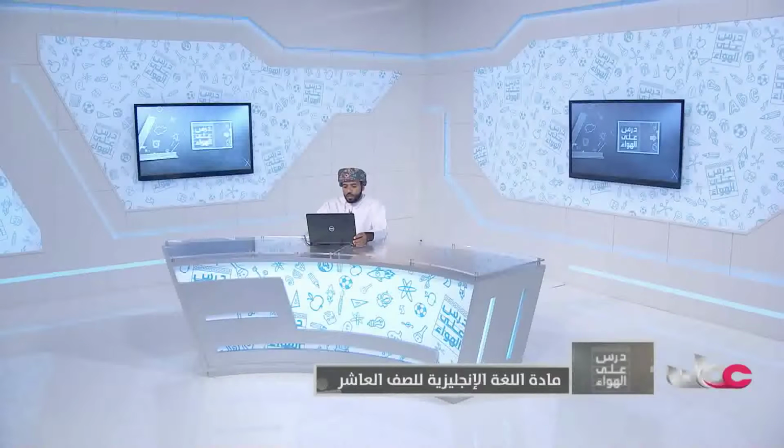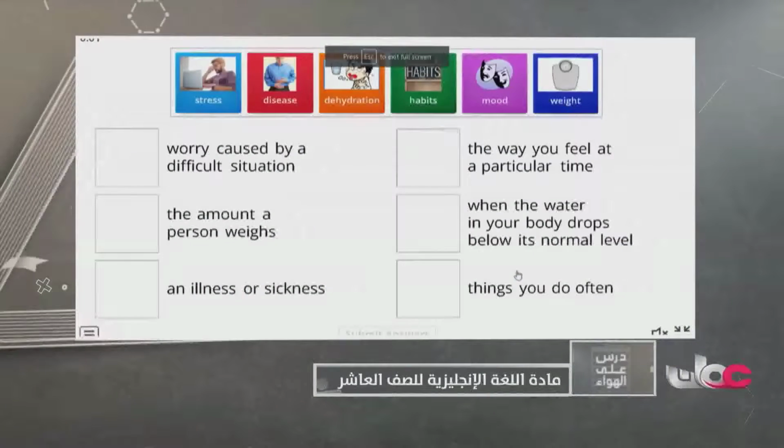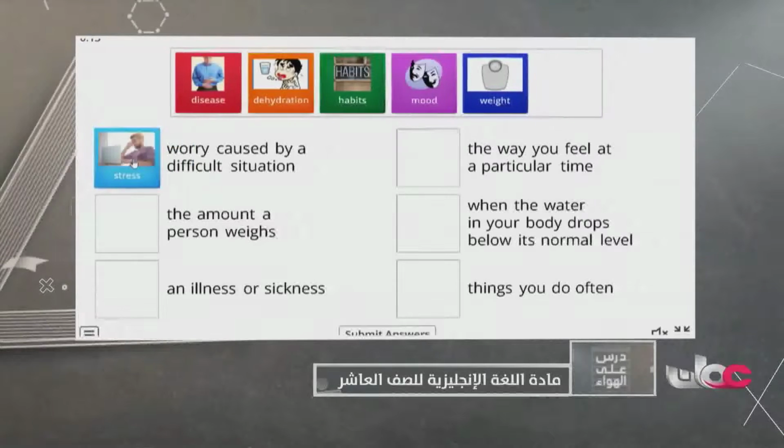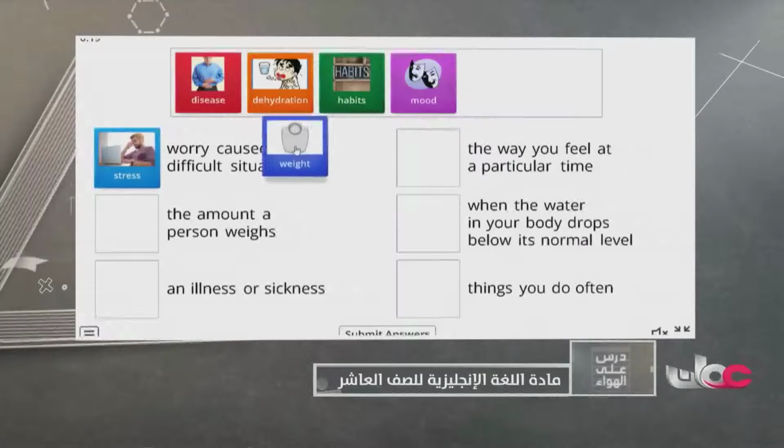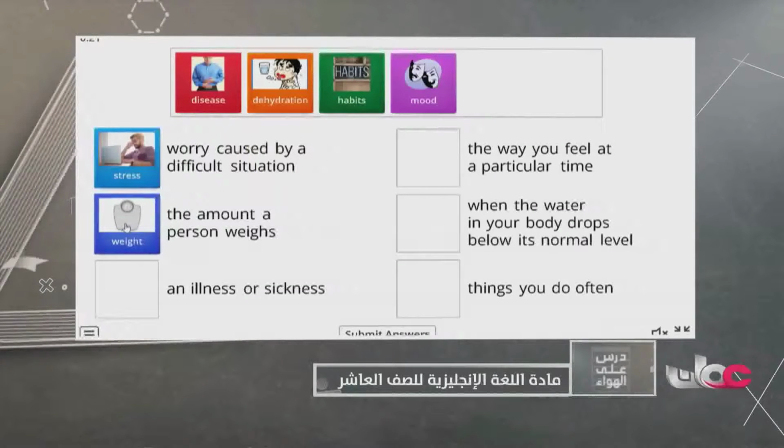Okay, let's play this game together. Now, what do we mean by worry caused by a difficult situation? When you worry about something, this is stress. Now, the amount a person weighs, this is what? The weight. Some people weigh 40, some of them 50, 60.